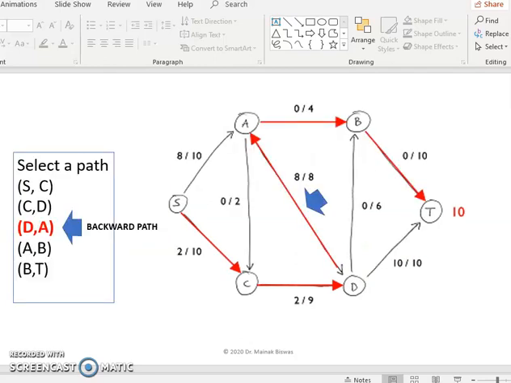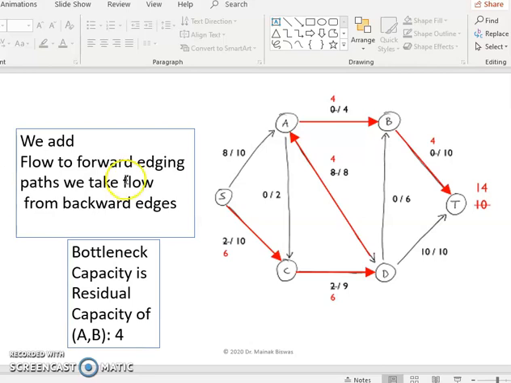Again we select another path after updating: S to C, C to D, and D to A. We have already used A to D, but in the forward direction, and we can use it in the backward direction by decreasing the flow. Then A to B and B to T. So D to A is a backward edge. We add the flow to the forward edges and take the flow out from the backward edges. That's how this works.